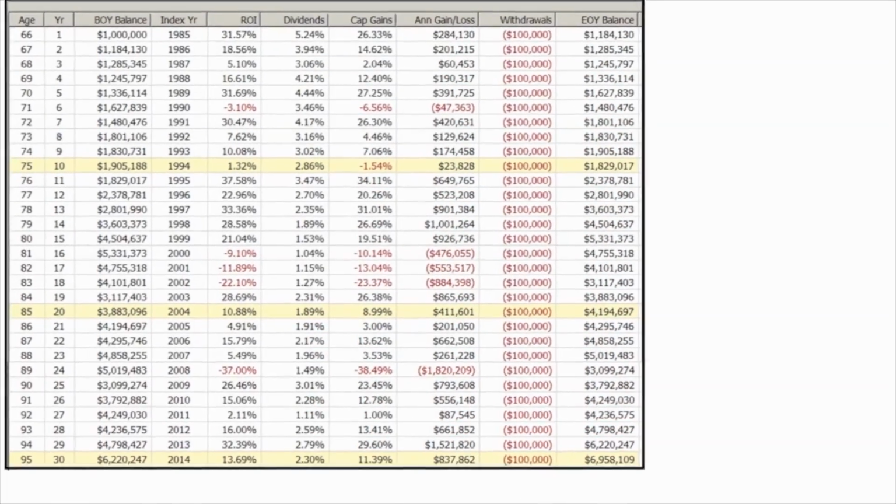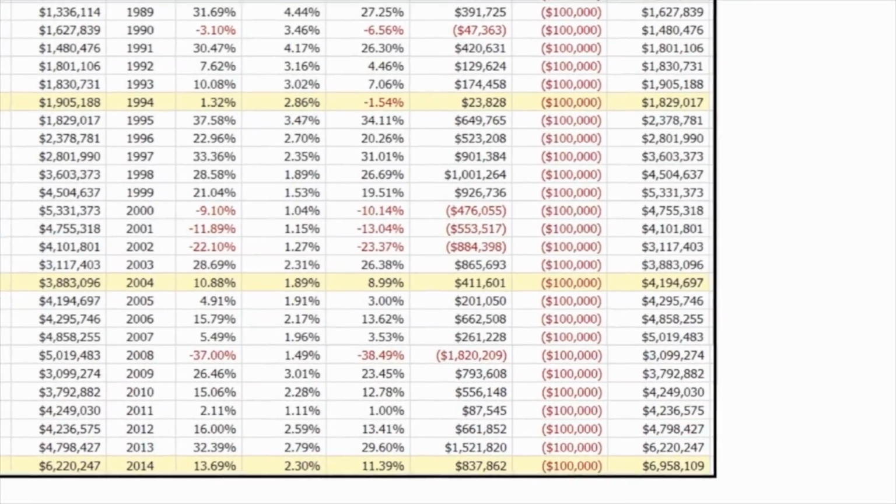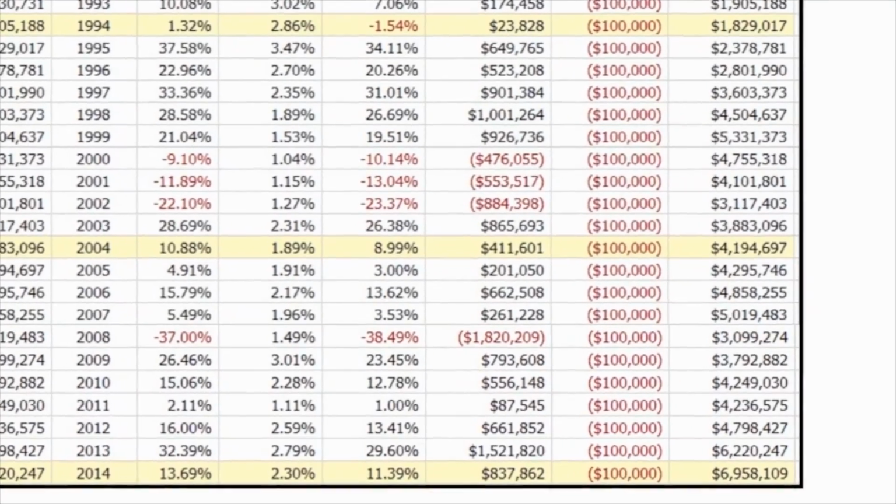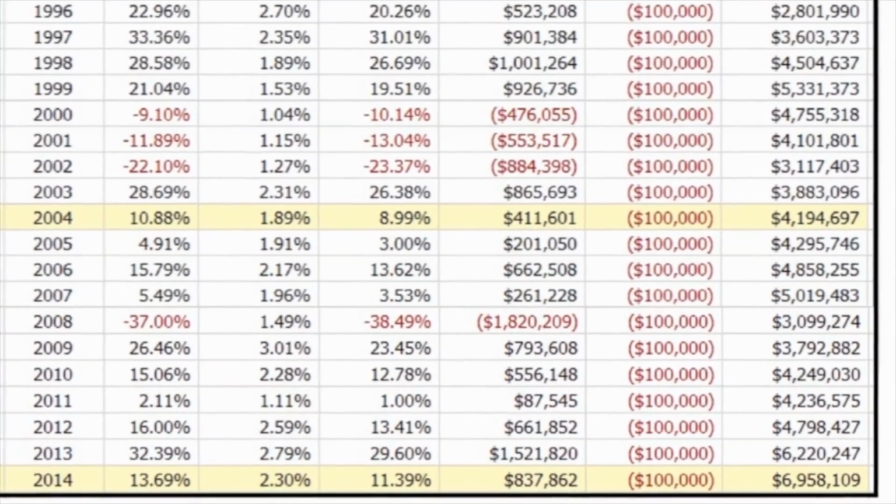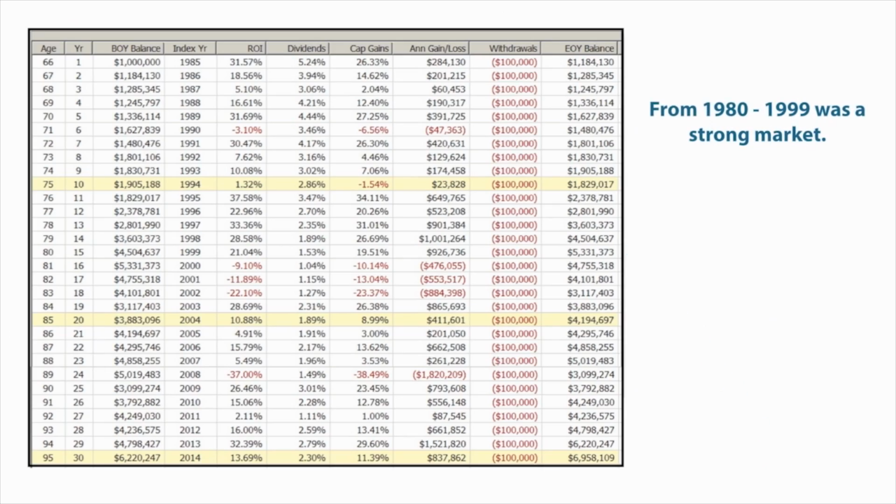As I turn withdrawals on, this is one of those periods of time when sequence of returns worked. Not only did it work, but this client wound up with more than they started with. 1980 to 1999 was a strong market. It was in the year 2000, year 16, before this portfolio had a double-digit negative year.